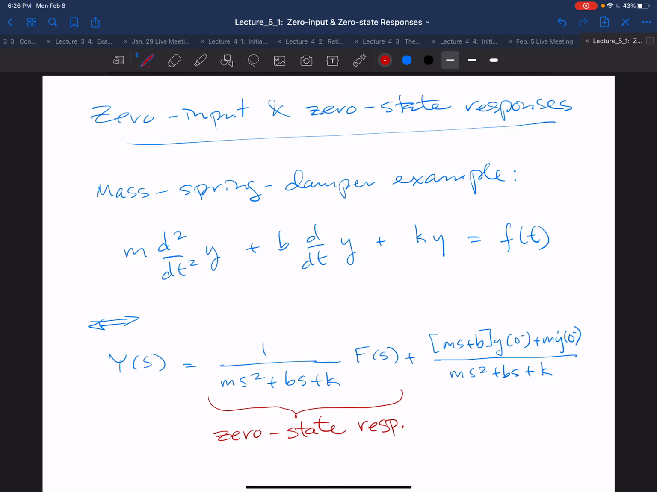On the other hand, suppose f of t is always zero for all t greater than or equal to 0. Then we know that the output y will just be the inverse transform of the second term here. And this term just depends on initial conditions. So for that reason, this is called the zero input response.